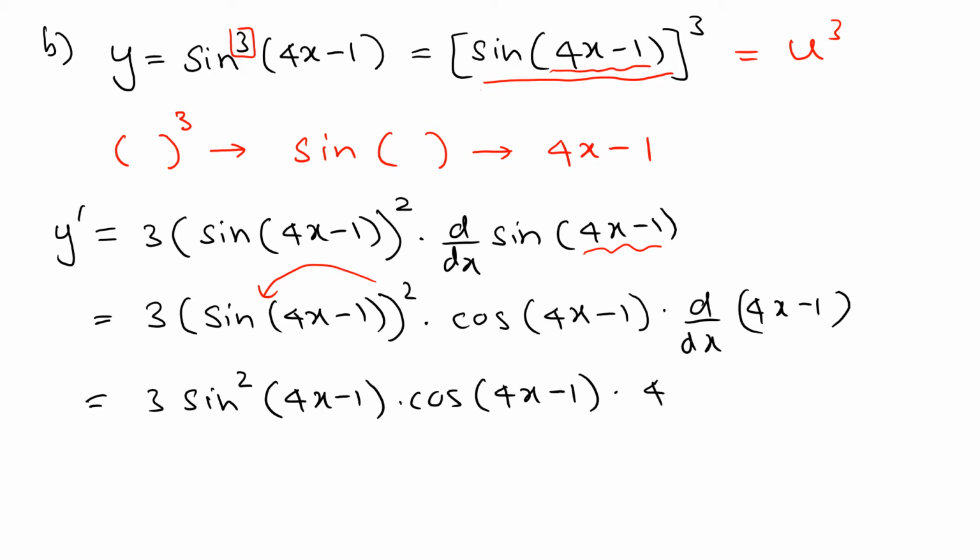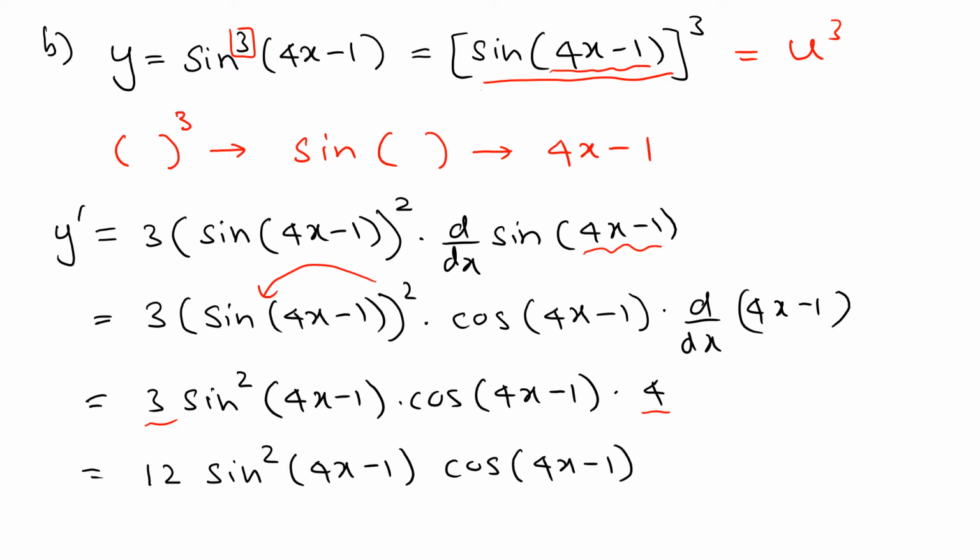Now we can simplify this if possible. The only thing you can really do here is multiply these two numbers. So your final answer is 12 times sine squared of 4x minus 1 times cosine of 4x minus 1. You really don't need any other extra parentheses here. So that's the final answer. Okay, let's look at the next one.